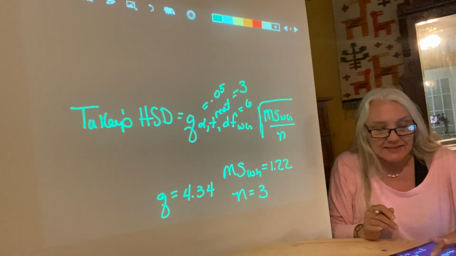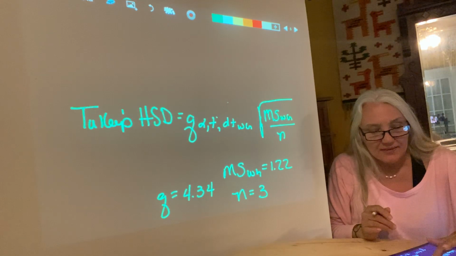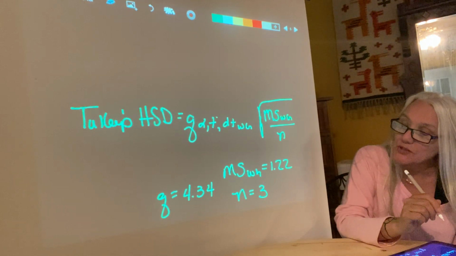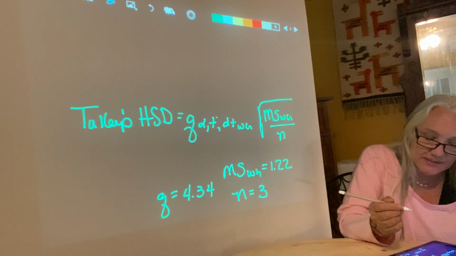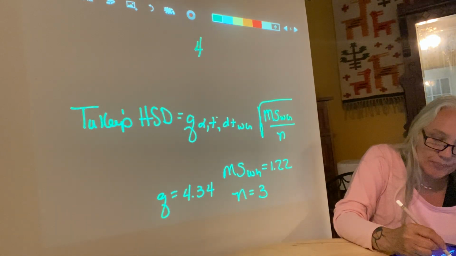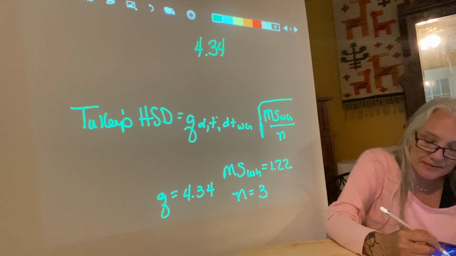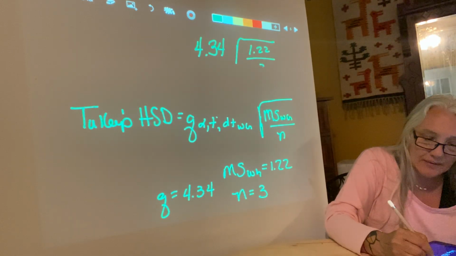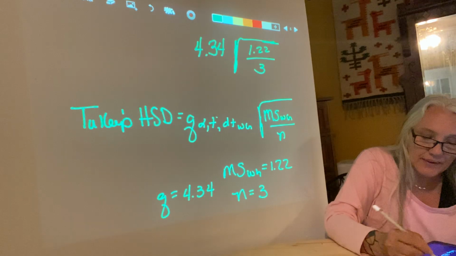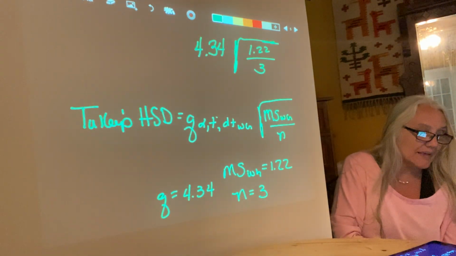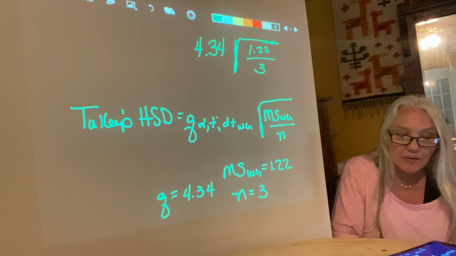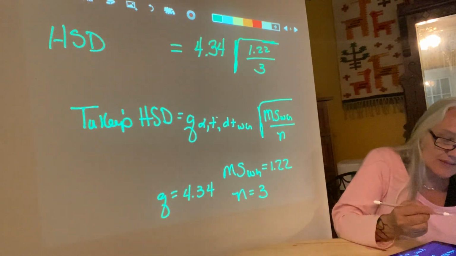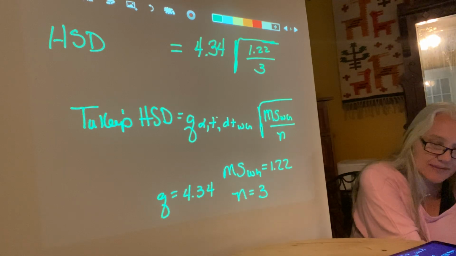All right, so let's put all this together. HSD, the smallest difference between means that can honestly be considered significant, is 4.34 times the square root of 1.22 divided by 3. So we have to take 1.22 divided by 3, take the square root of that, and then multiply that by 4.34, and we're going to get a value called HSD. That's the smallest mean difference that we can honestly consider significant.